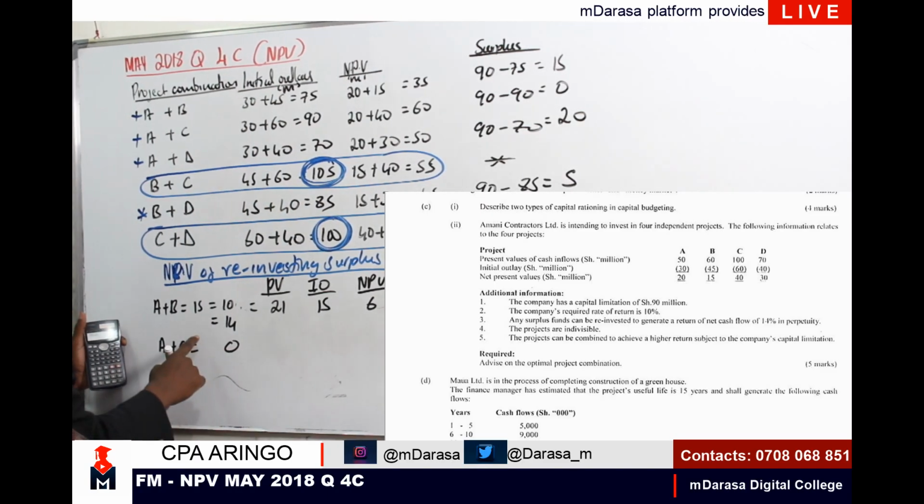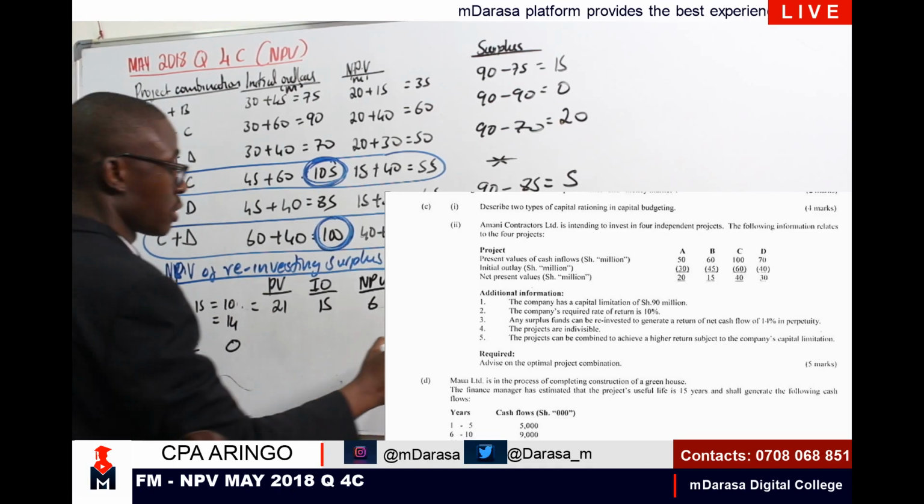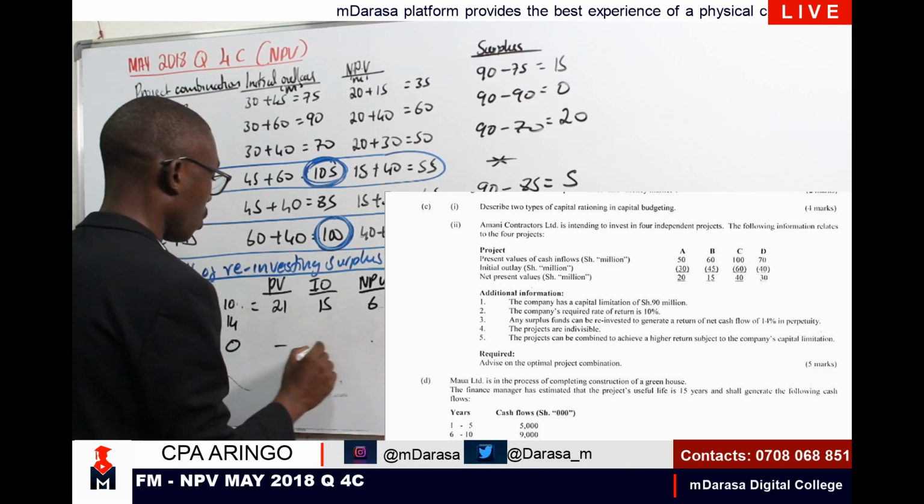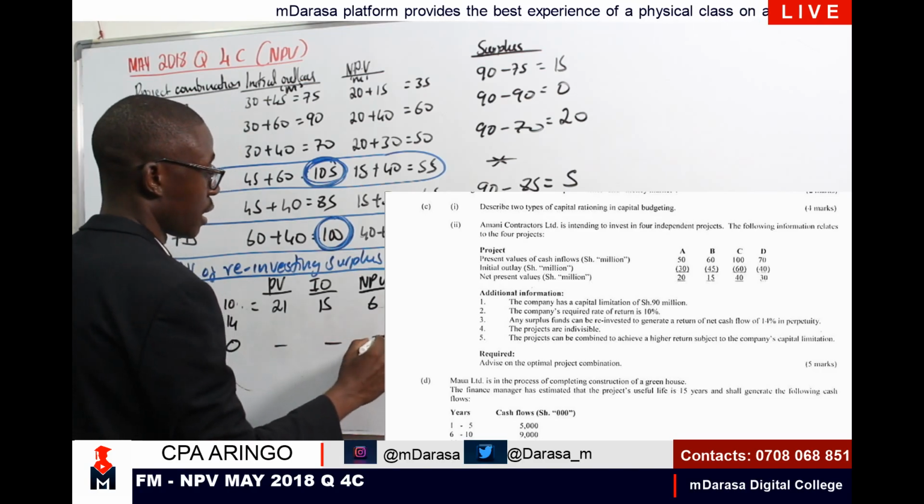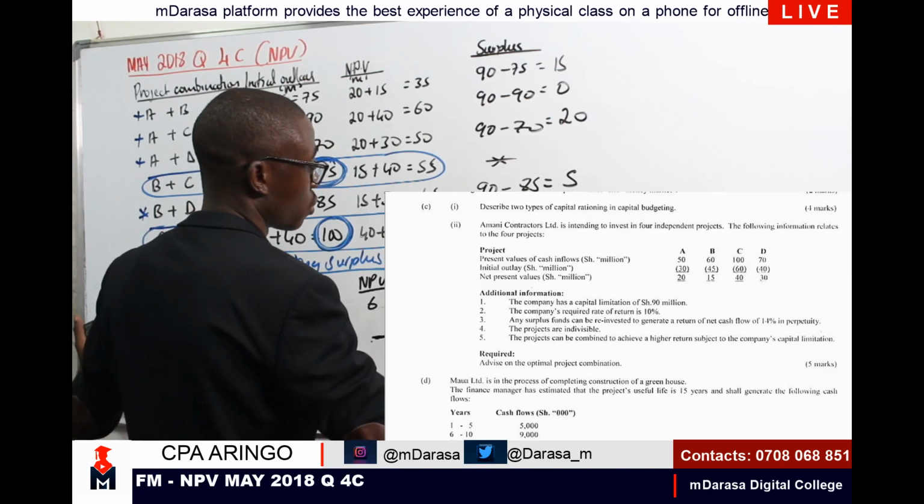On this other case, combination of A and C, I won't reinvest. So my new NPV, I won't have anything there. So the initial was 60, and the total will just give us 60.